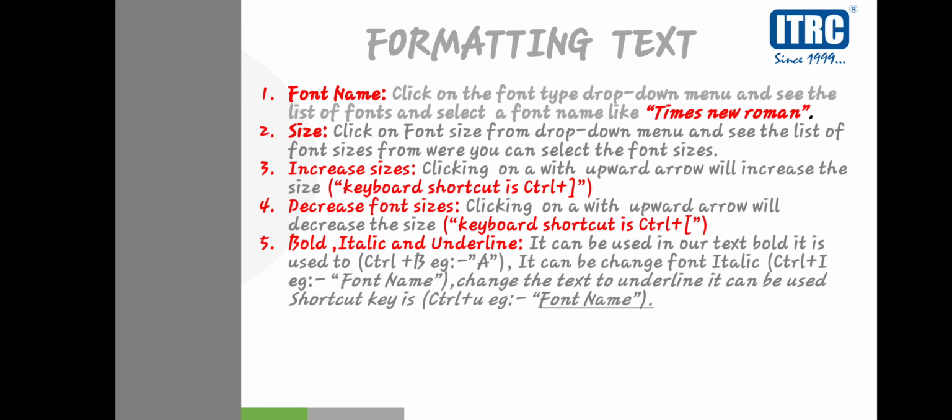Bold. The keyboard shortcut is Ctrl B. Like that, A is bold. It can be used to change to italic with Ctrl I. For example, font name. Select it and press Ctrl I to change the italic style. Change the text to underline. The shortcut key is Ctrl U. For example, font name like that.